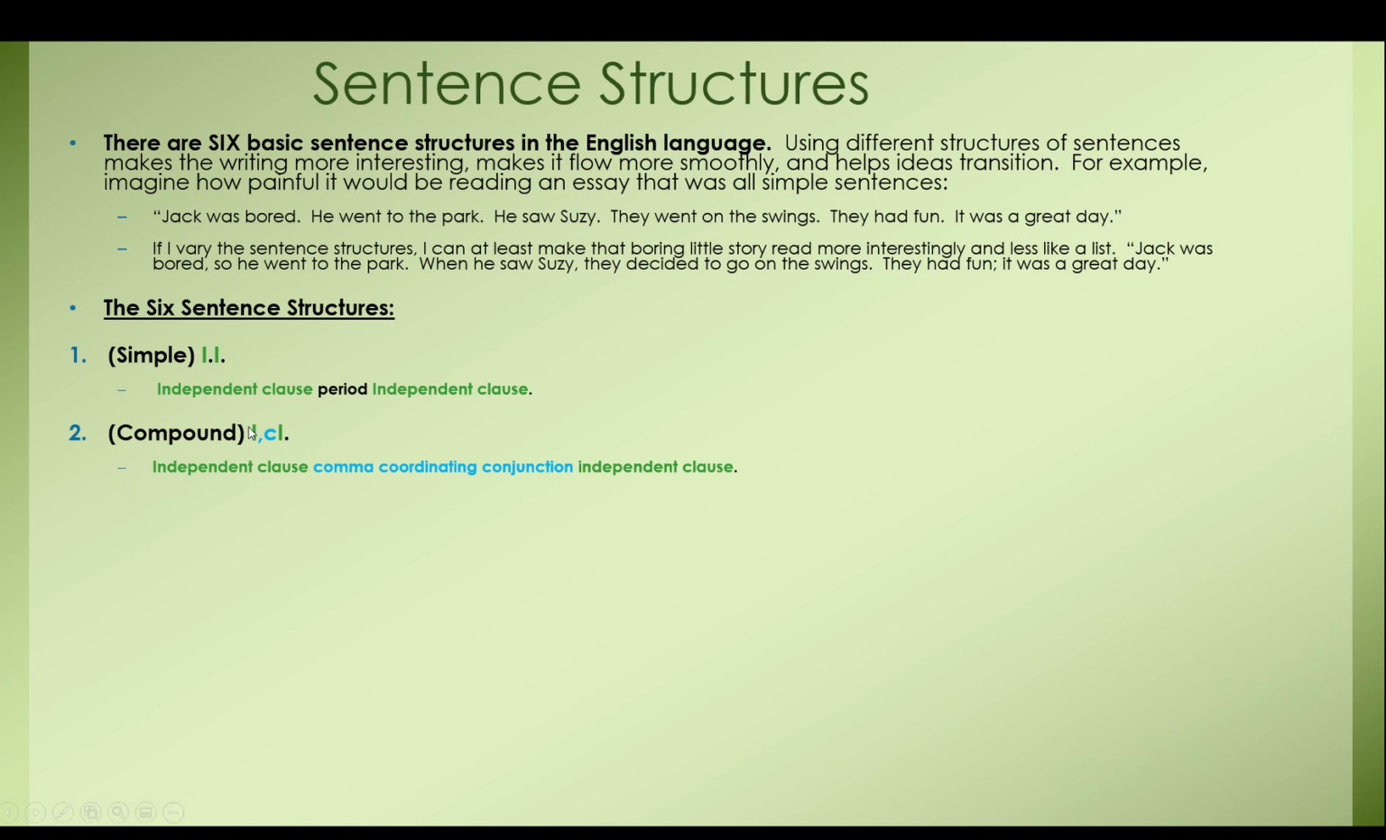So we have an independent clause, and then a comma, and then a C for coordinating conjunction: for, and, nor, but, or, yet, so, FANBOYS, and then another independent clause. An example of that would be, let's see, Jack was bored, comma, so he went to the park. I have my independent clause, Jack was bored. I have my comma. I have my coordinating conjunction, so, and I have my other independent clause, he went to the park.